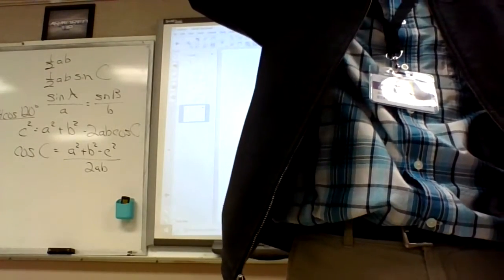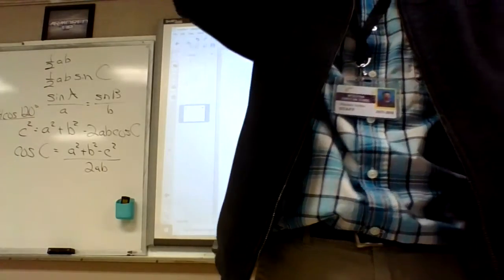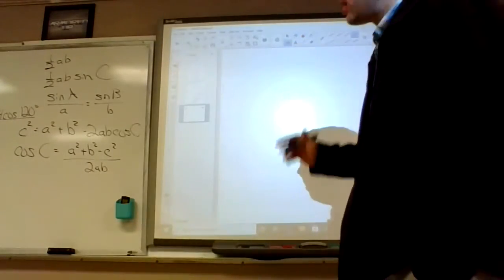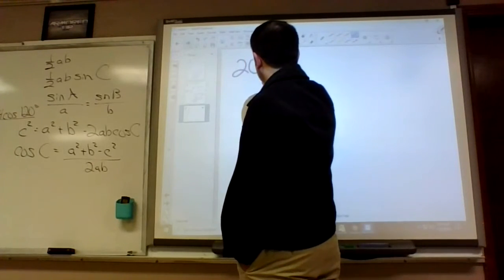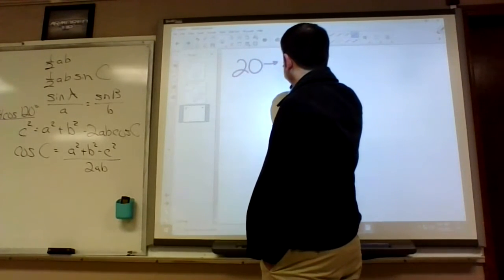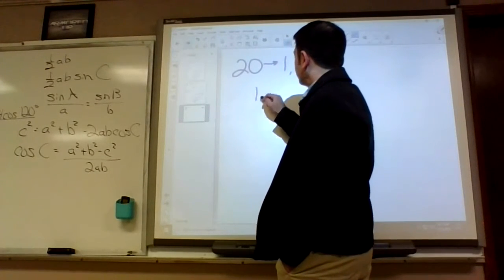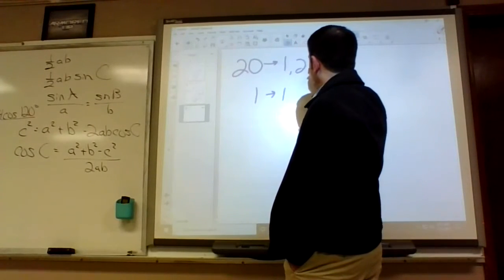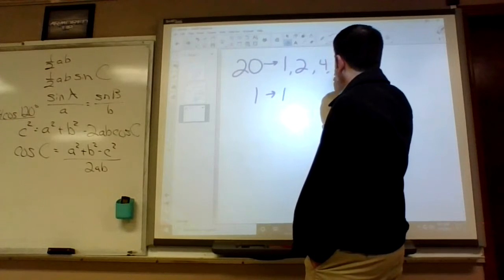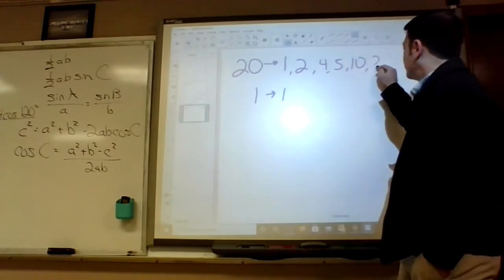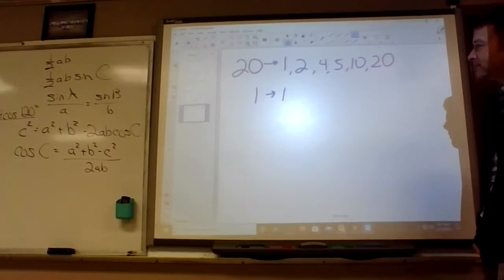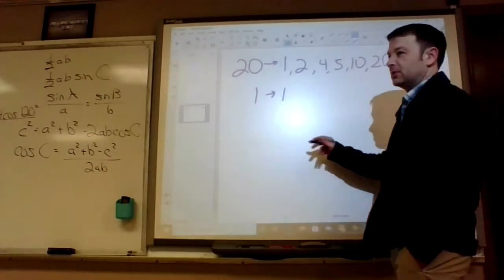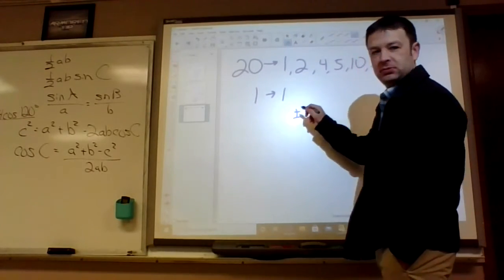Okay, on number 21, what are the possible roots for 21? 20 and 1. 1 and 20. Okay, wow, that's a lot. What else? 2 and 10. 5 and 4. Kind of a lot. Better than 24. 1 and 20, 2 and 10.